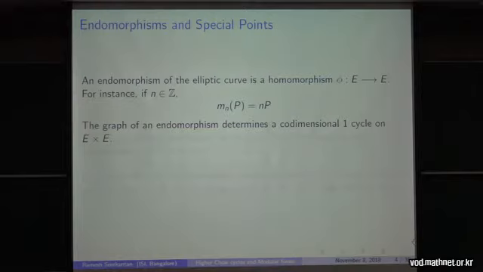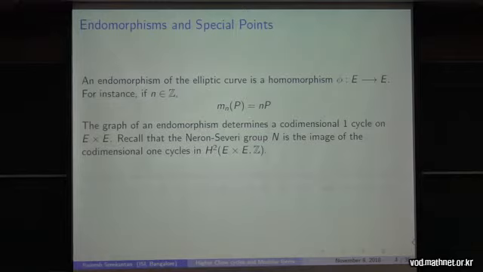Somehow in algebraic geometry, you like to say things in terms of codimension rather than dimension, because codimension behaves better with respect to certain maps. Okay, so somehow it may seem strange that I say codimension one instead of saying dimension, but okay.